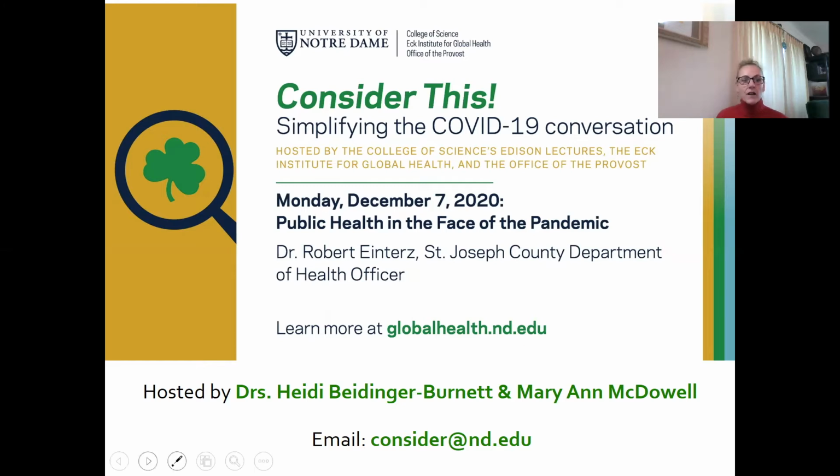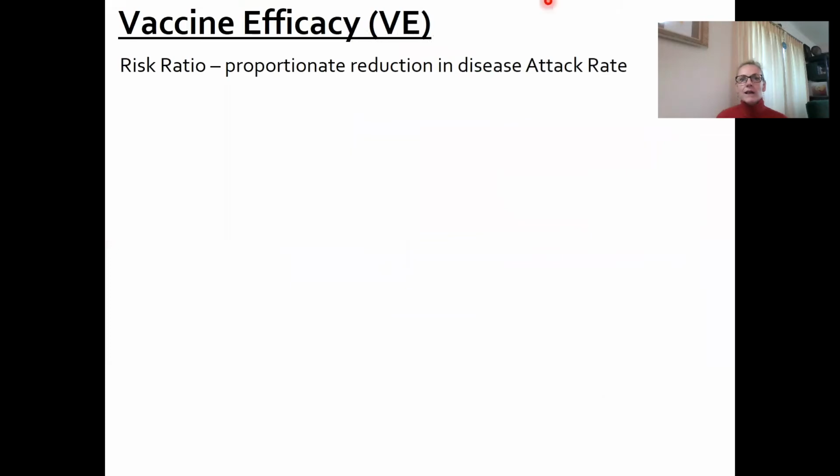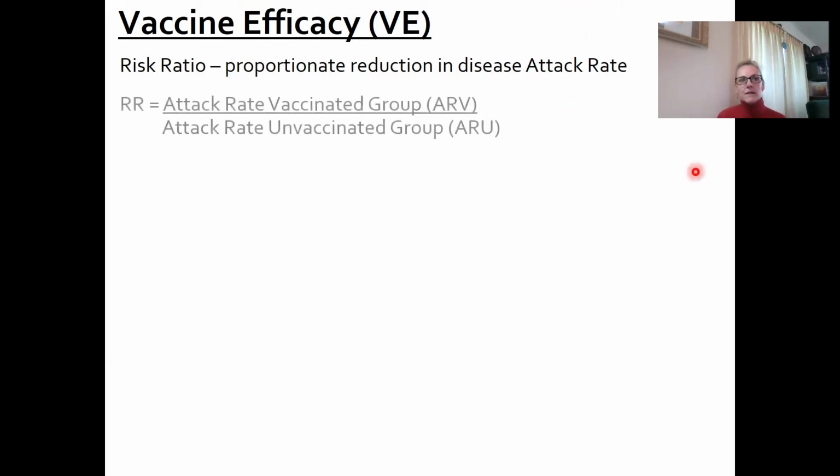So first of all, the idea of vaccine efficacy. What does that mean exactly? Well, vaccine efficacy is a risk ratio. So it's really the proportionate reduction in disease attack rate if you're vaccinated or not. And so I'm going to give you some examples of that. So the risk ratio is calculated as a ratio of the attack rate of the vaccinated group, or the ARV, over the attack rate of the unvaccinated group.